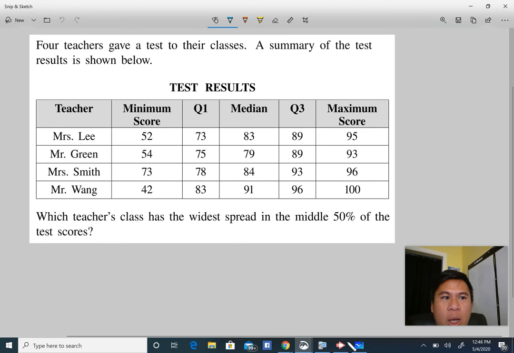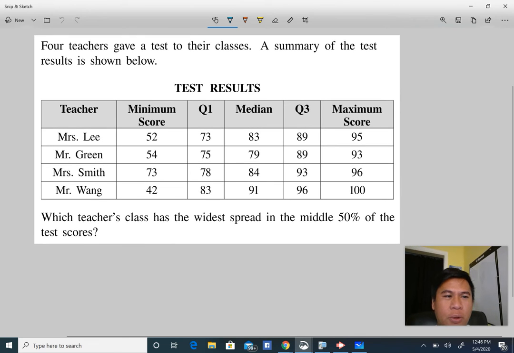We are now on the third question. Four teachers gave a test to their classes. A summary of the test results is shown below. So we have Miss Lee, Mr. Green, Miss Smith, and Mr. Wong. Which teacher's class has the widest spread in the middle 50% of the test scores?